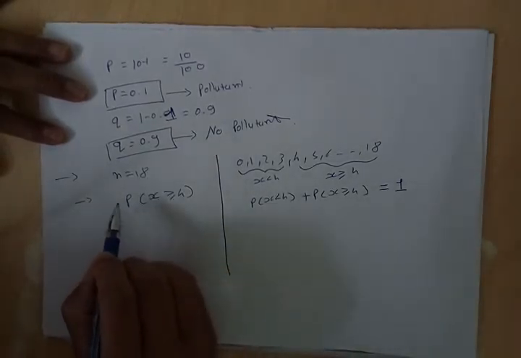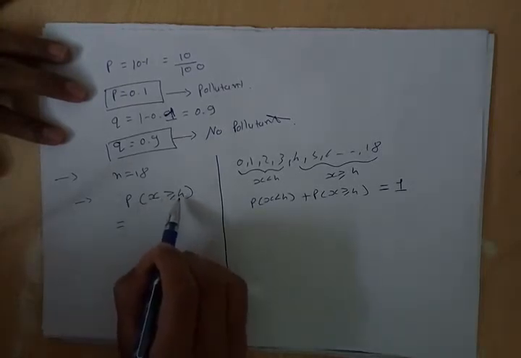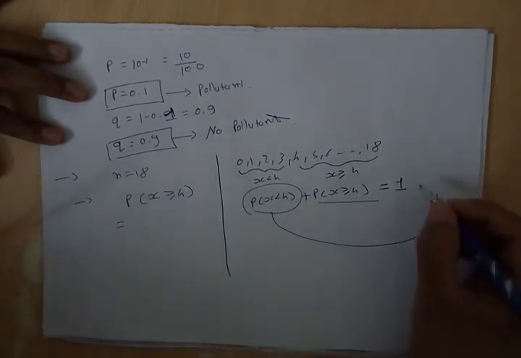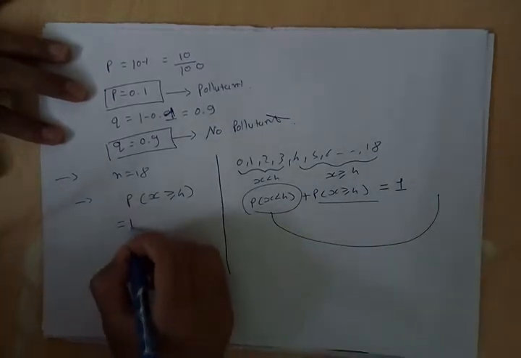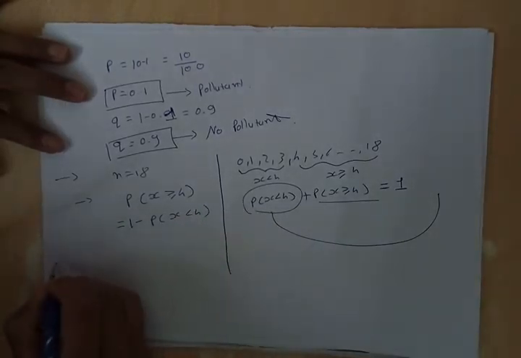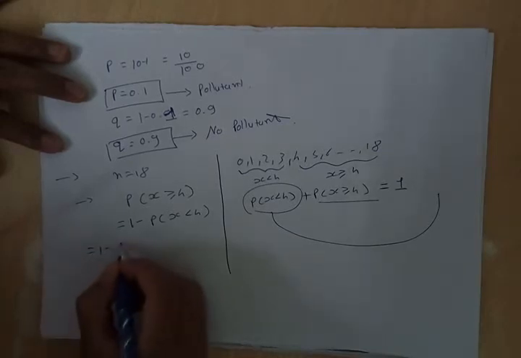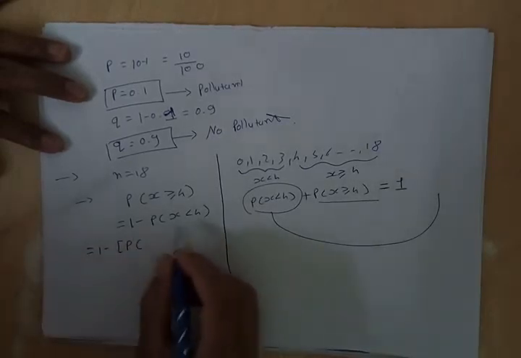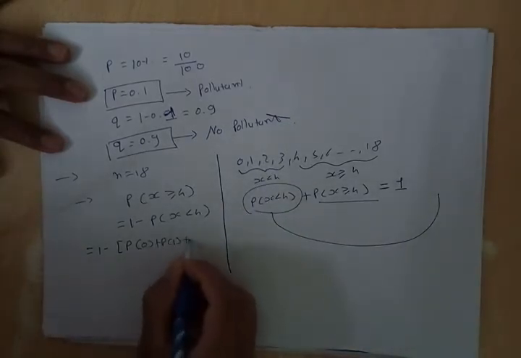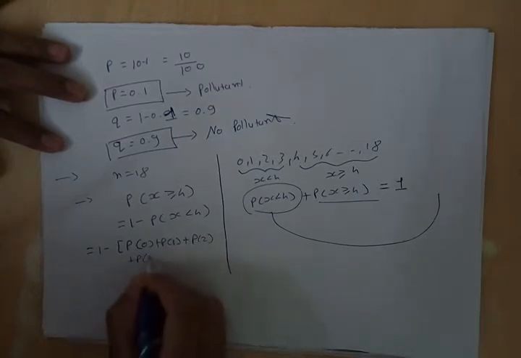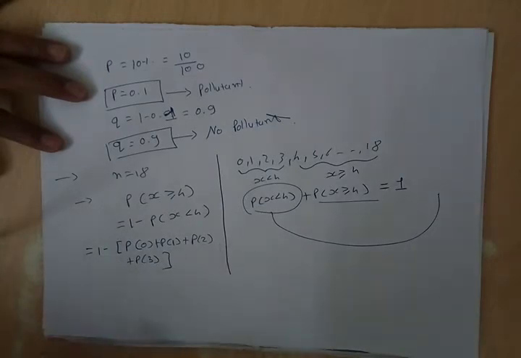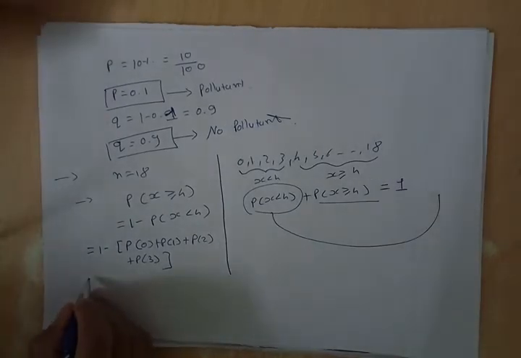Now we can easily calculate P of x greater than or equal to 4. We will take this term to the right hand side, so it will get a minus sign: 1 minus P of x less than 4. So it will be 1 minus P of 0, since x less than 4 means 0, 1, 2 and 3: P of 0 plus P of 1 plus P of 2 plus P of 3. Now we have to evaluate this expression, so we will use the binomial formula.